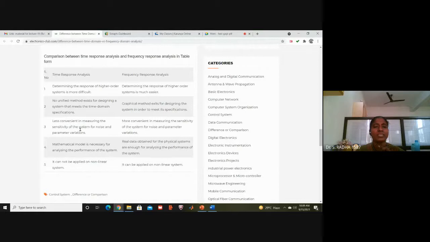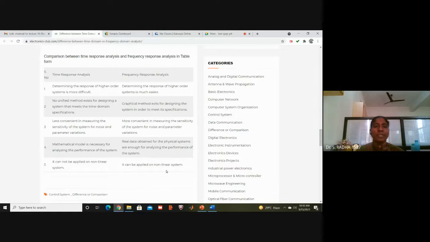Time domain is less convenient in measuring the sensitivity, noise, or system parameter variations. But in frequency domain, we can measure noise, frequency, and parameter variations. A mathematical model is necessary in time domain analysis, and in frequency domain analysis, real data obtained from the physical system is enough for analyzing the performance of the system. Time domain is applicable only for linear systems. For non-linear systems we cannot apply time domain, but frequency domain can be applied for non-linear systems also.